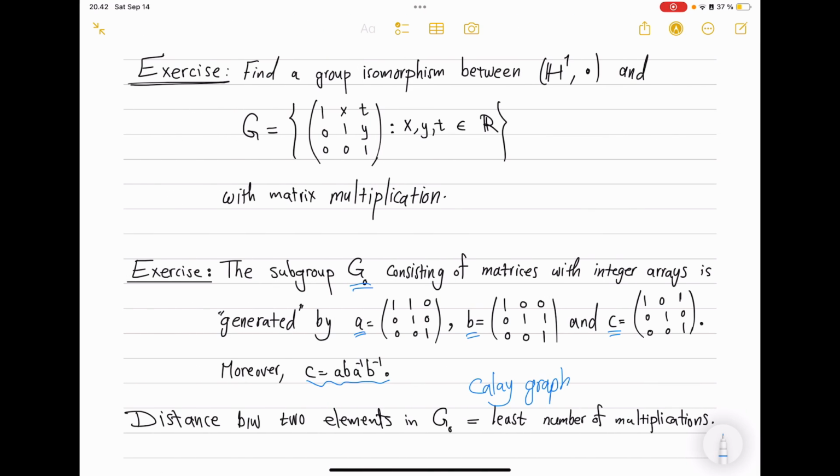So there we go. We ended up seeing the matrix representation of the Heisenberg group and its discrete subgroup as well.